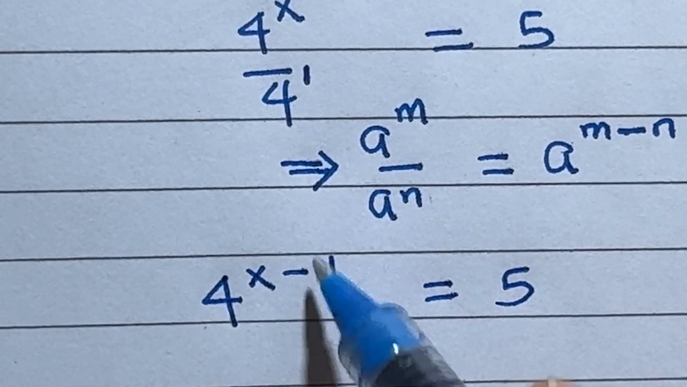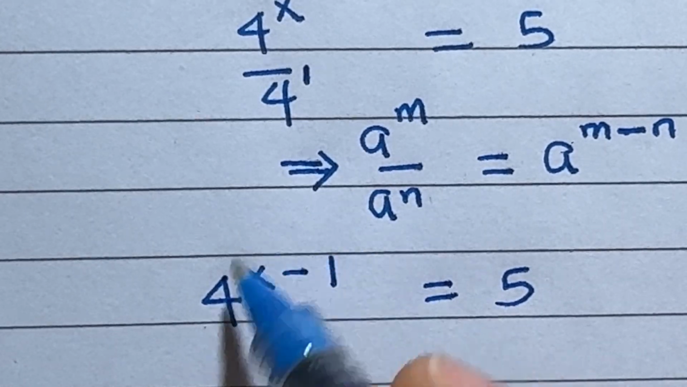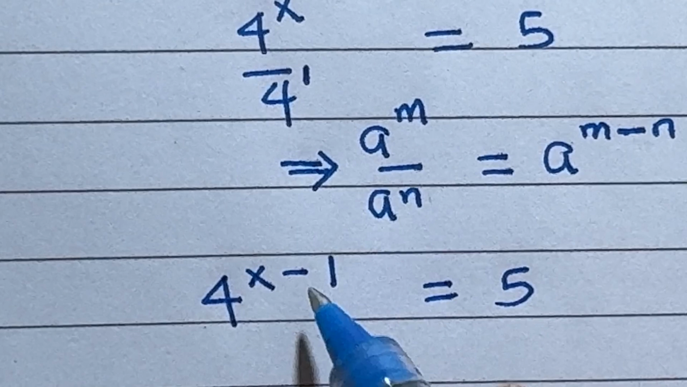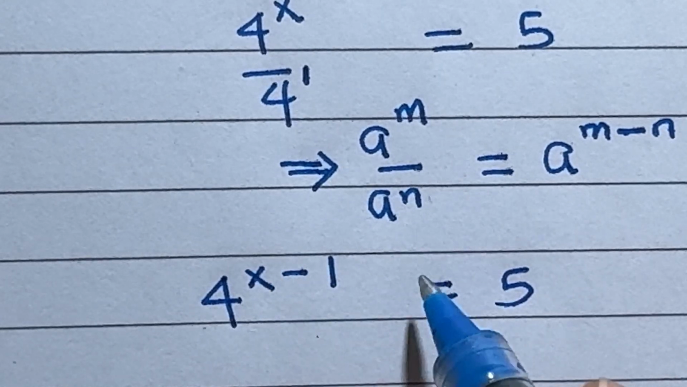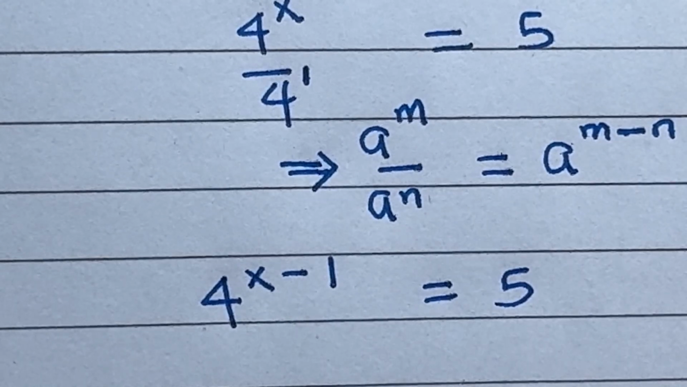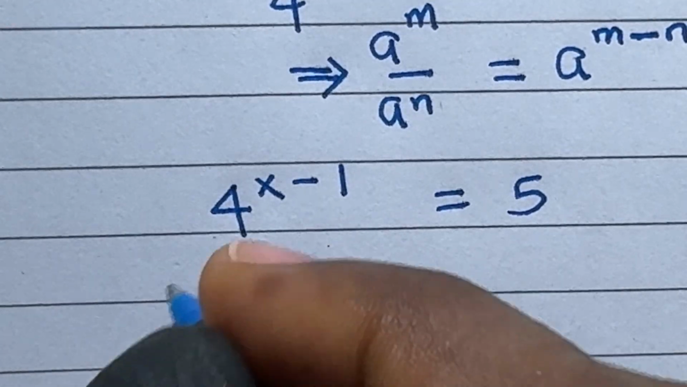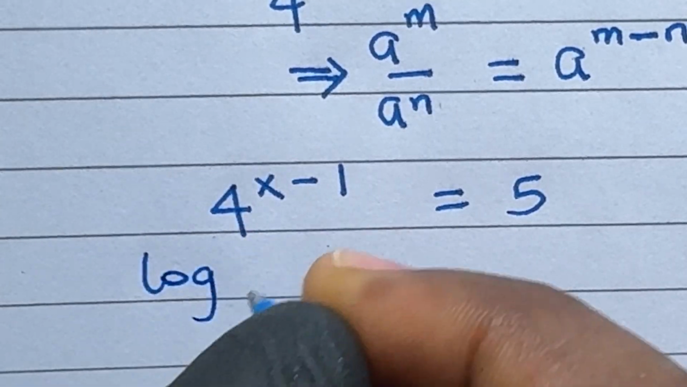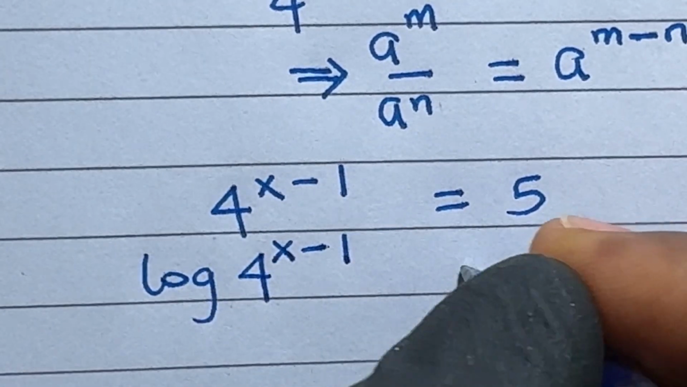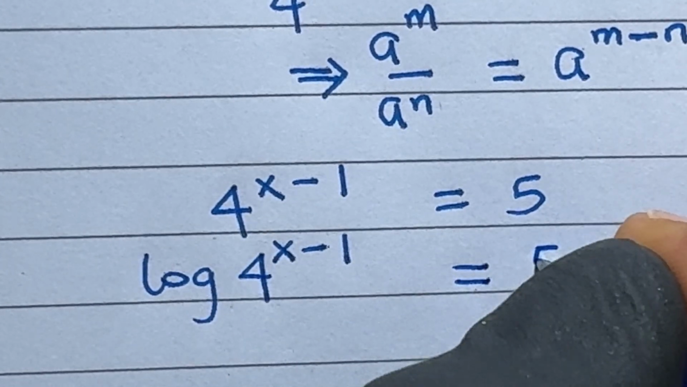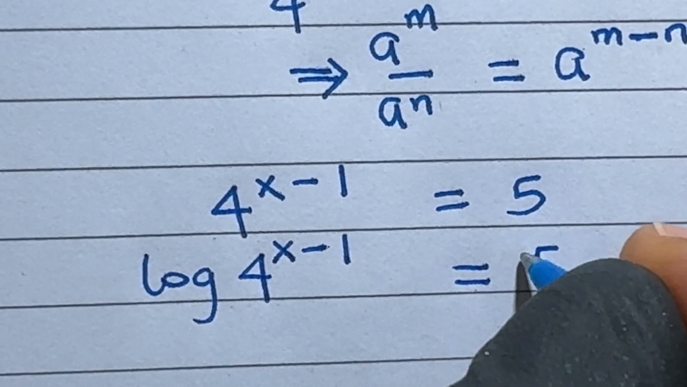Now it's easier to see where our unknown variable is and how to solve for it. What I'm going to do now is take the logarithm to base 10 of both sides. I now have log to base 10 of 4 raised to power x minus 1 is equal to log 5.